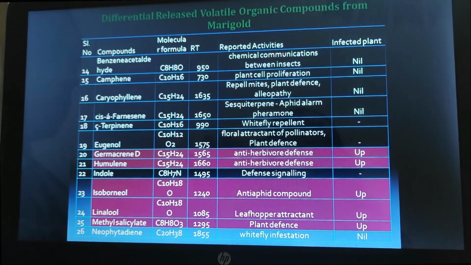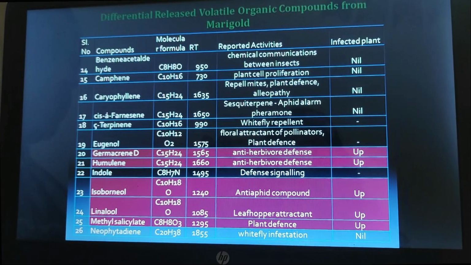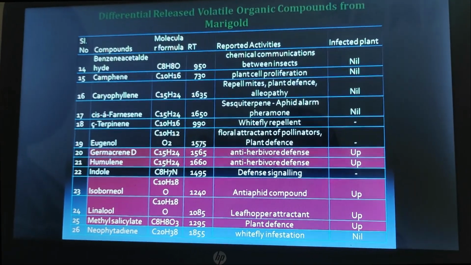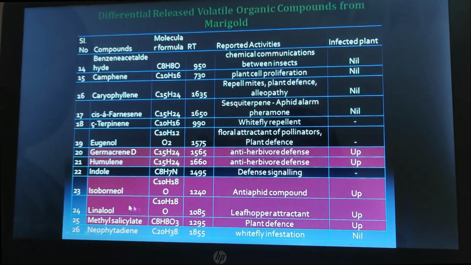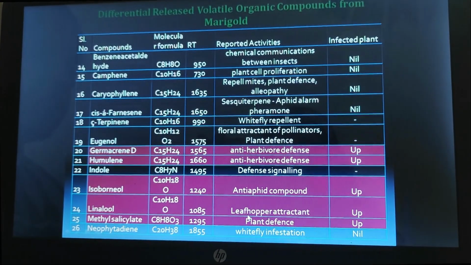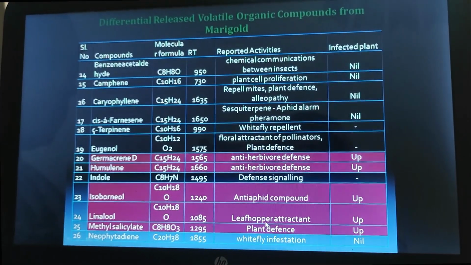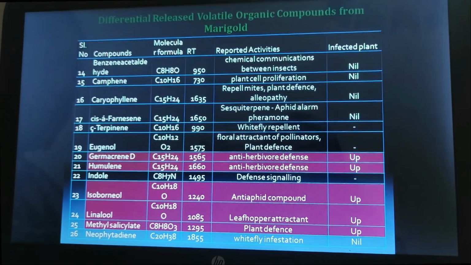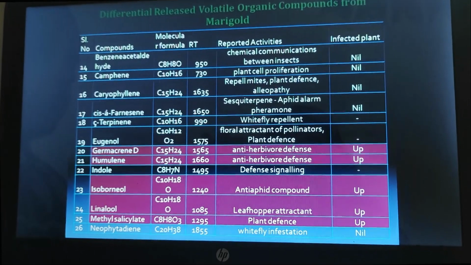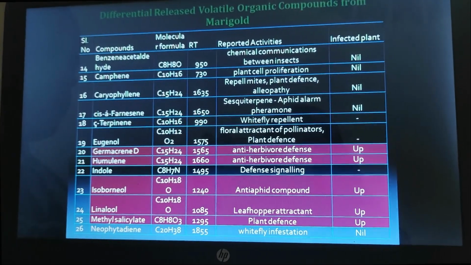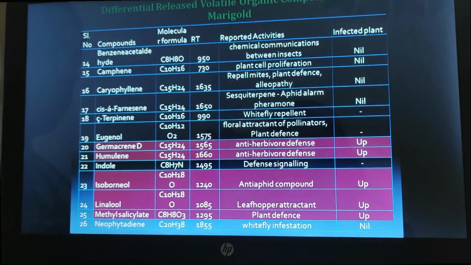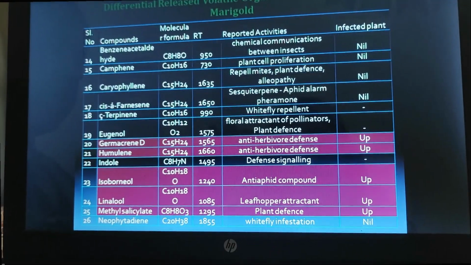The result I have not shown here, but from the little leaf early stage as well as during the phyllodes stage also, all throughout the stages we could find this compound linalool, which is acting as a leafhopper attractant, is expressed in high amount in Phytoplasma infected plants. So this may be a strategy of Phytoplasma to attract its vector for further spread of the Phytoplasma.